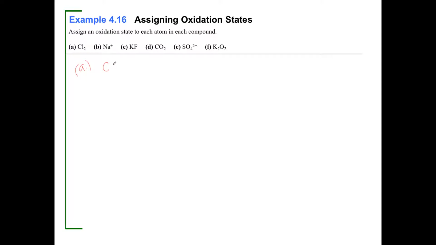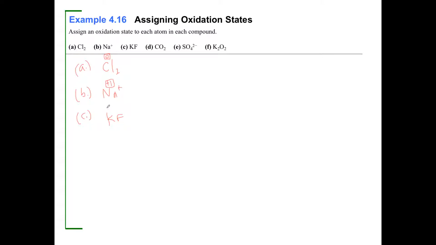A, chlorine, we've already seen a couple times. It's a free element, and so it's going to be 0. B is sodium. It's not a free element. It's an ion with only one atom in it, so it's going to take on the charge, +1.